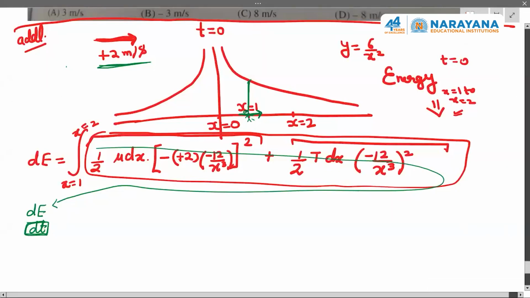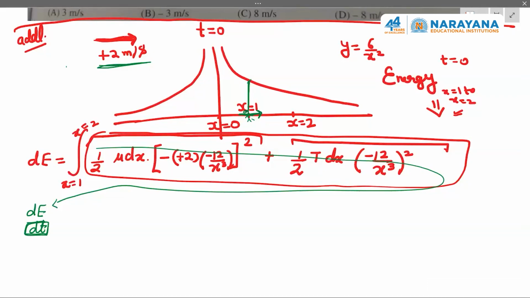So dE expression is known to us. dE by dx will be known, and just multiply it by dx by dt. dx by dt is generally the rate at which the shape is moving forward. So that is 2. So I think easily you can find out dE by dt. That is the rate of transference of energy, the power at that particular cross section. So you'll get the answer to that problem.